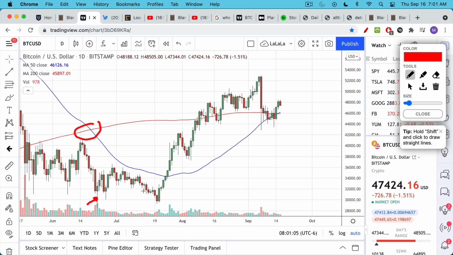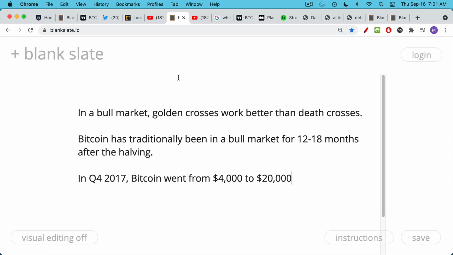Once the death cross occurred, it was a very bad time to go short. We did sort of trend lower for a couple weeks, and now we've bounced much higher than we were when that death cross occurred. So I should say, in a bull market, golden crosses work much better than death crosses, and the golden cross is what we just got. Now, how do we know that we're in a bull market? Am I just assuming this?